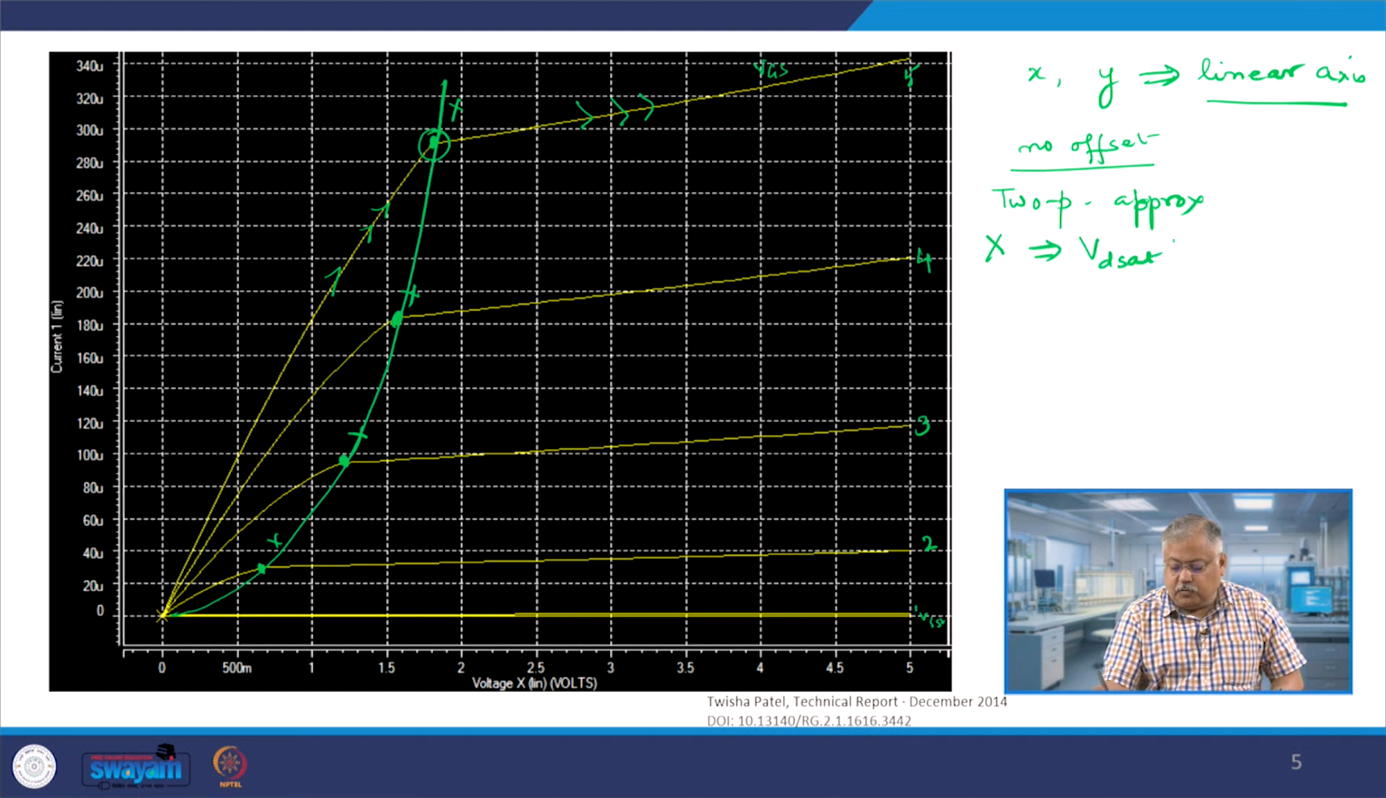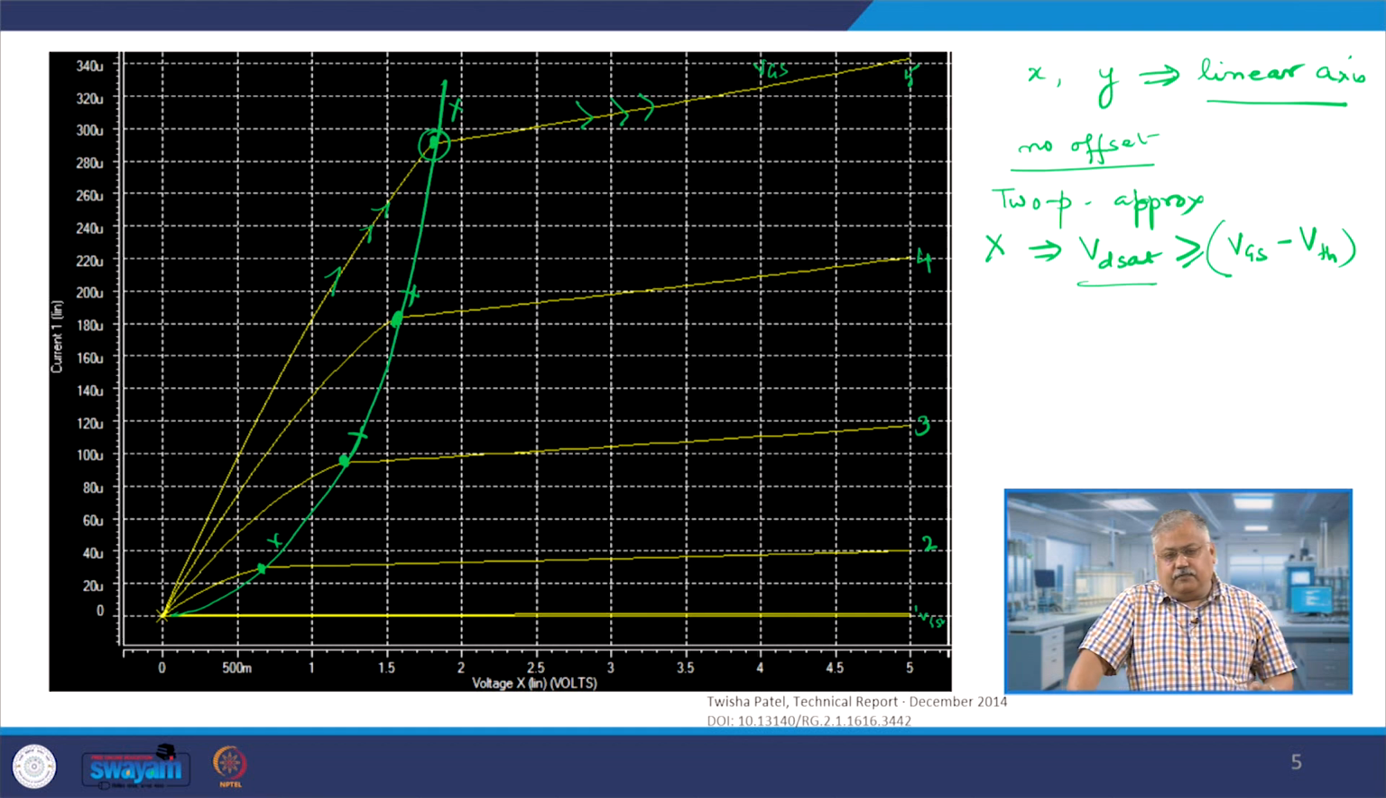All of you are aware of this point, and VDS should be greater than or equal to VDsat, which is VGS minus VTH. Now, the idea therefore is that if you keep the device to the left of this green parabolic line, it starts to behave like a resistor, and on the right it starts to behave like a current source, and that is the whole idea of drawing this IV characteristics.